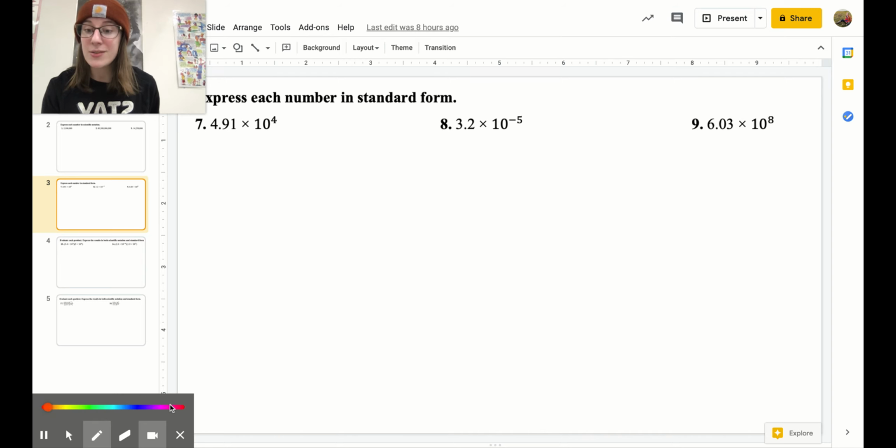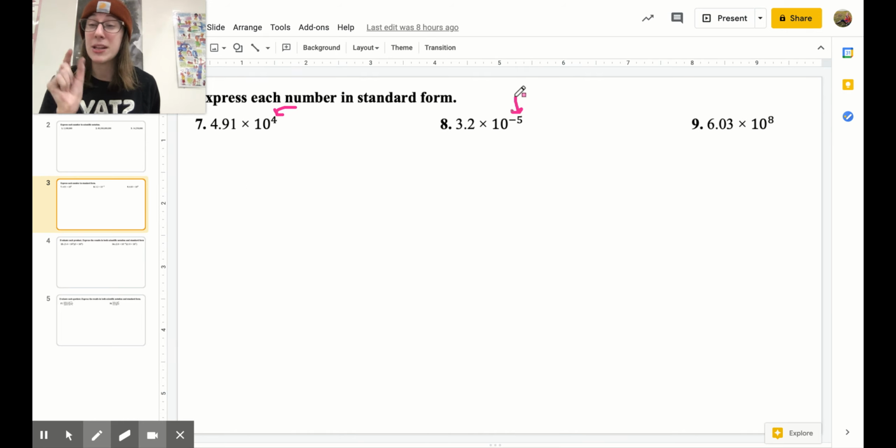You're going to switch from standard form to scientific notation, and scientific notation back to standard form, which is just regular numbers. So this one is in scientific notation. The first thing you need to look at is this exponent. If it is a positive exponent, it's going to be a big number. If it's a negative exponent, it's going to be a really small number. So that's what to keep in mind when you're figuring out which way to move your decimal.